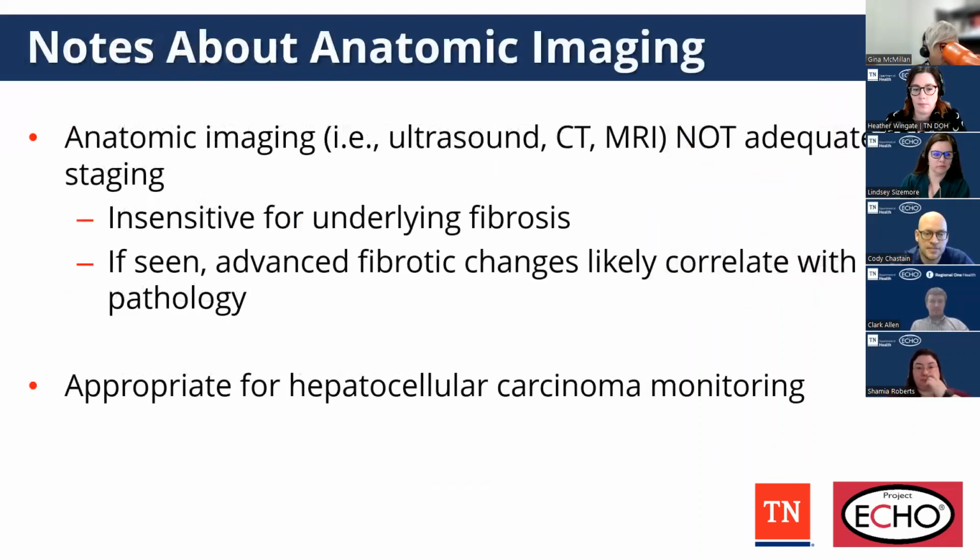Next slide, I think, is a real important clinical point. A lot of people historically thought about anatomic imaging like ultrasound, CT scans, and MRIs, and those are insensitive for determining underlying scar tissue. If you see severe scar tissue on that, that likely correlates with pathology. And these are the tools that are most appropriate for hepatocellular carcinoma screening. However, these are not the right tools for trying to figure out how much scar tissue a patient has. Next slide.